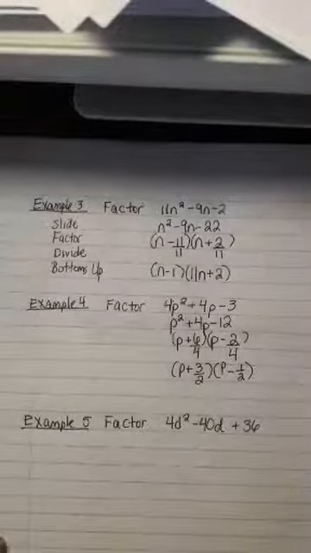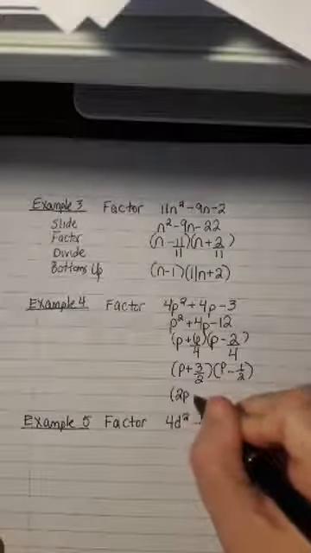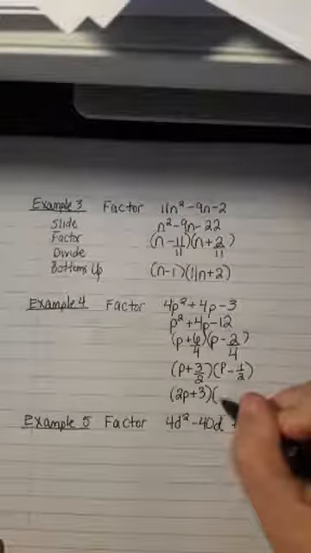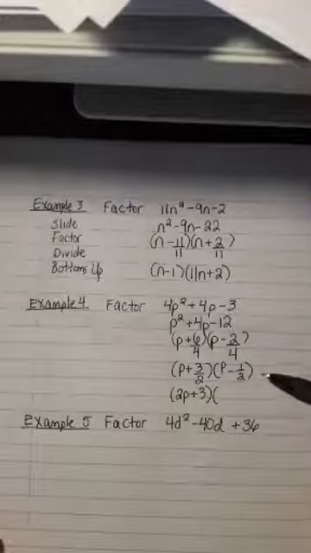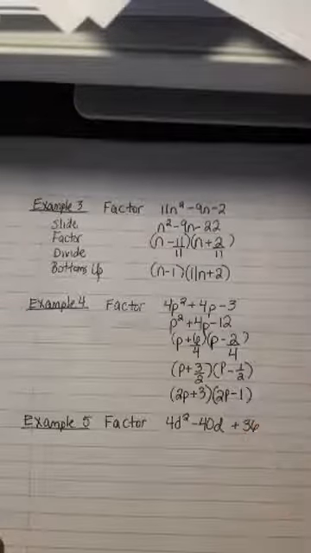Now you do bottoms up. So your 2 goes in front, and you have p plus 3. This one, your 2 goes in front, and you have 2p minus 1. And that is your answer.